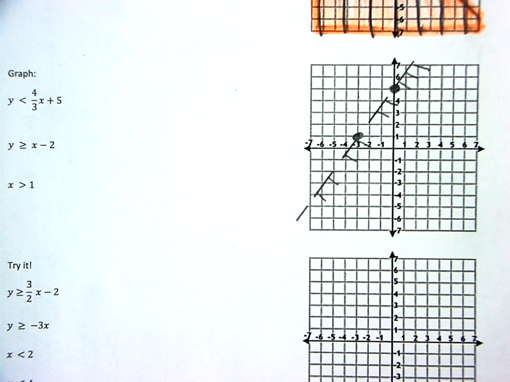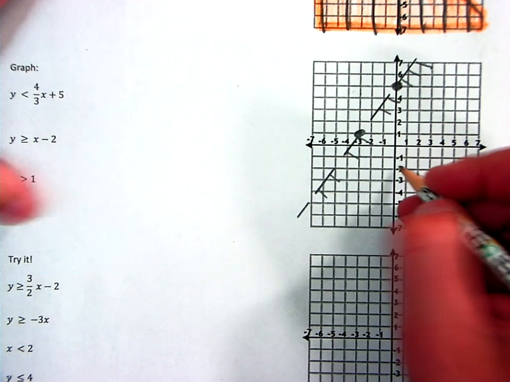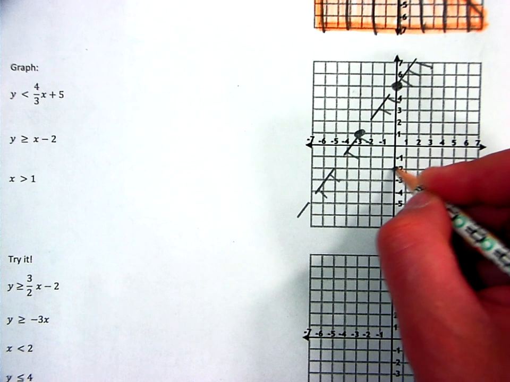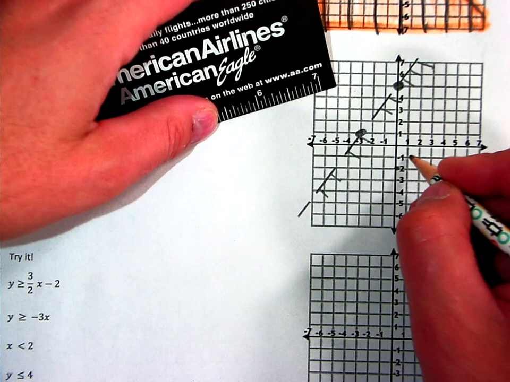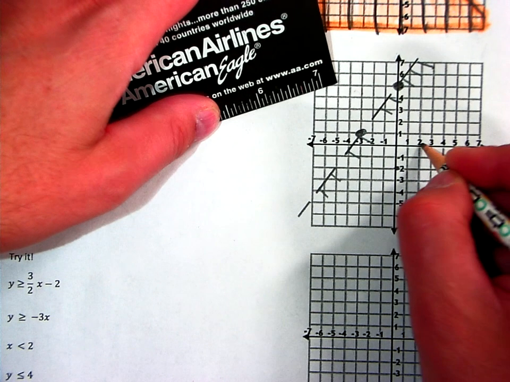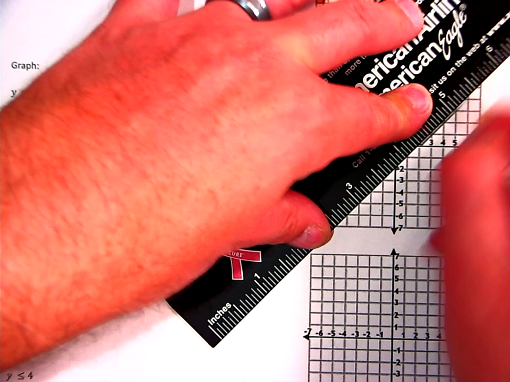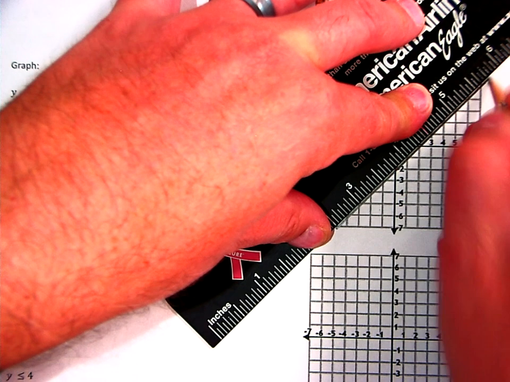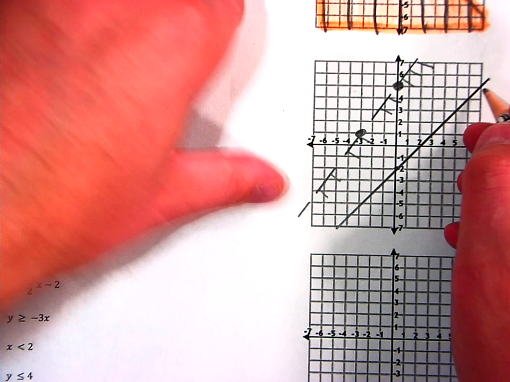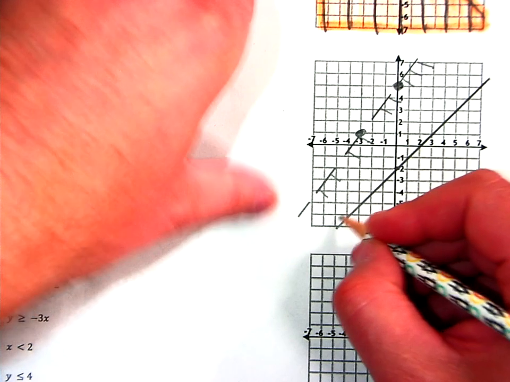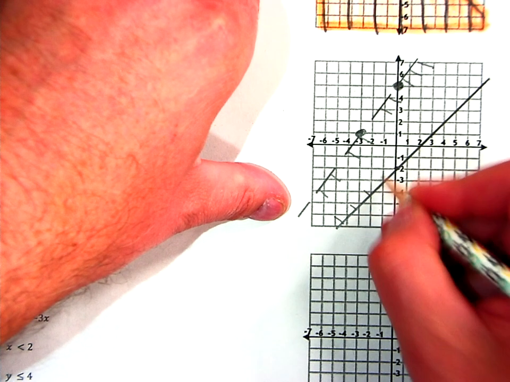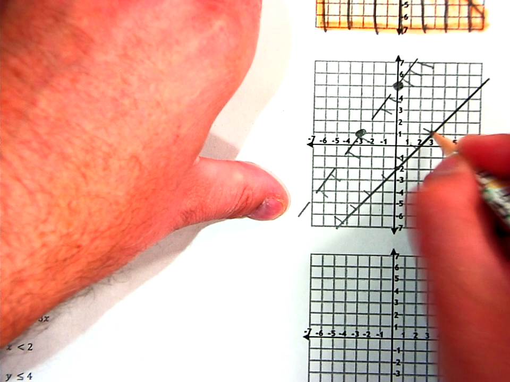My next line, y is greater than or equal to x minus 2. So I'm going to go down 2, put a point, and my slope is 1. So up 1 over 1, up 1 over 1. And this is going to be a solid line. And it was greater than, correct? So right now I know it's going to be between these 2 lines.